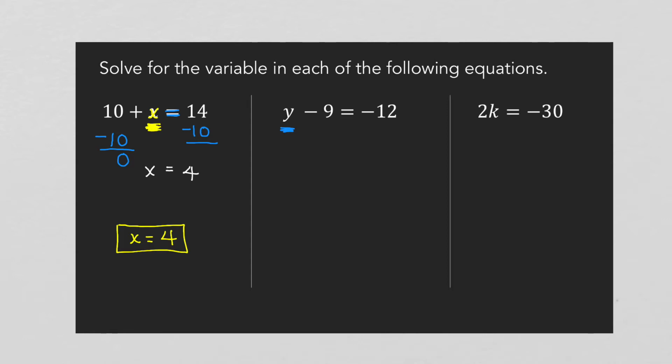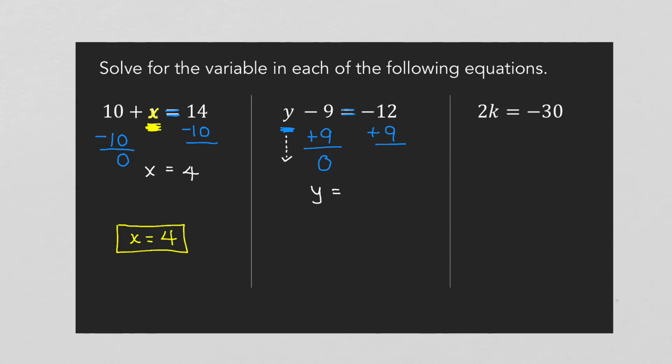So if we're subtracting 9 from y, the way to get rid of a subtraction is with an addition. So negative 9 plus 9 gives us 0. And the properties of equality tell us that whatever we do to the left side, we also must do to the right side. So that means I'm going to have to add 9 to the right side. On the left, I have y left over, right? I still have my y plus 0 or minus 0, so that's just y equals, and on the right side, I have negative 12 plus 9.